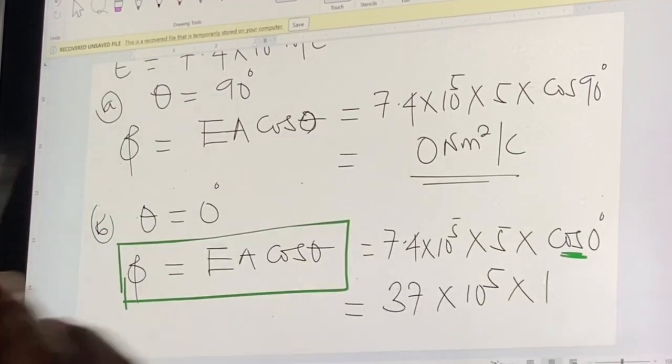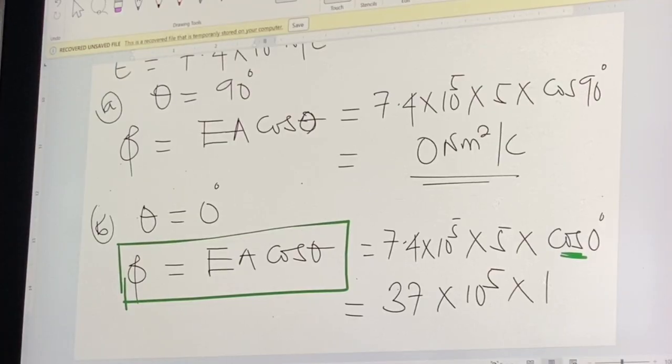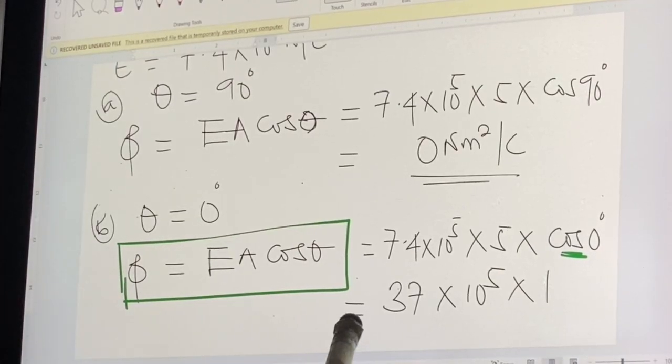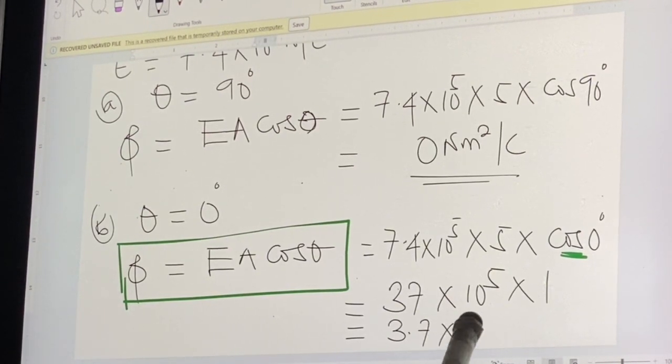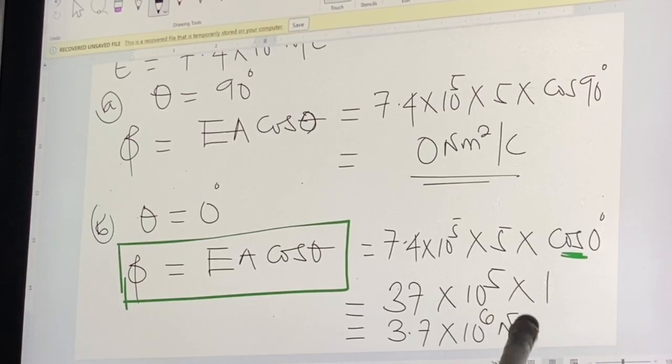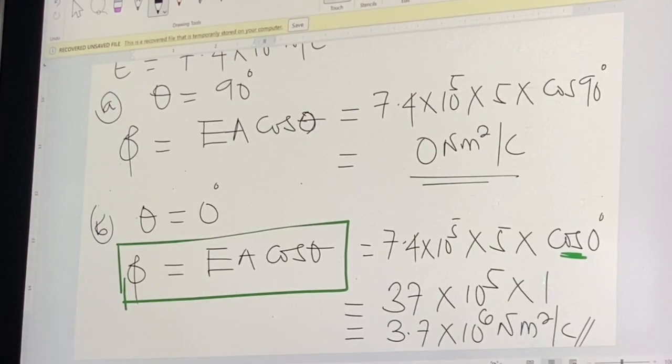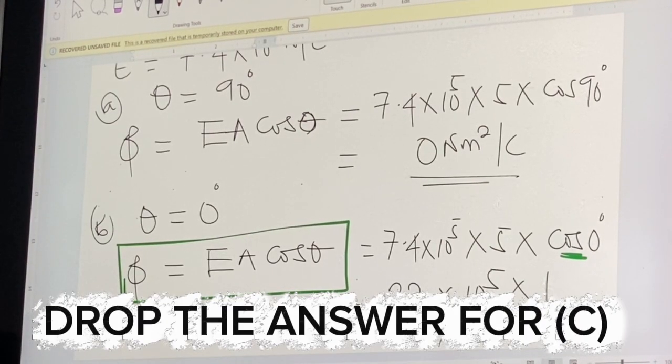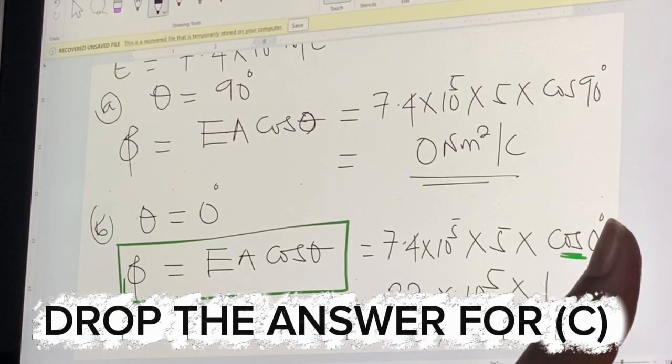So when you convert everything to standard form, our answer will be equal to 3.7 times 10 raised to power 6 Newton meter square per coulomb. Please take note. This is our answer here. So let's solve for condition C when theta is given to us as 75 degrees.